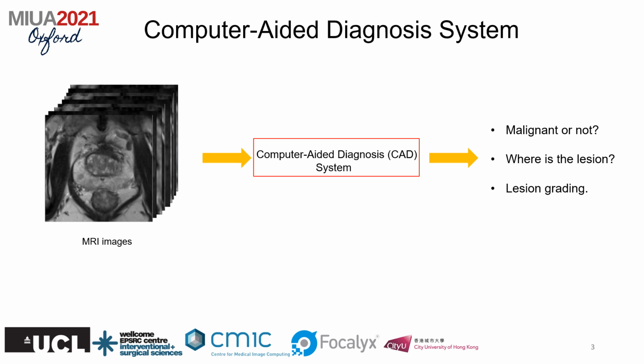To be concise, a computer-aided diagnosis system, or a CAD system, has the potential to reduce the radiologist's burden and enhance the detection accuracy. The main tasks of a CAD system are, given the MR volume of a specific patient, first to determine whether that patient has a cancerous lesion, second to locate the lesions for further biopsy or treatment, and third to classify or grade the lesions.